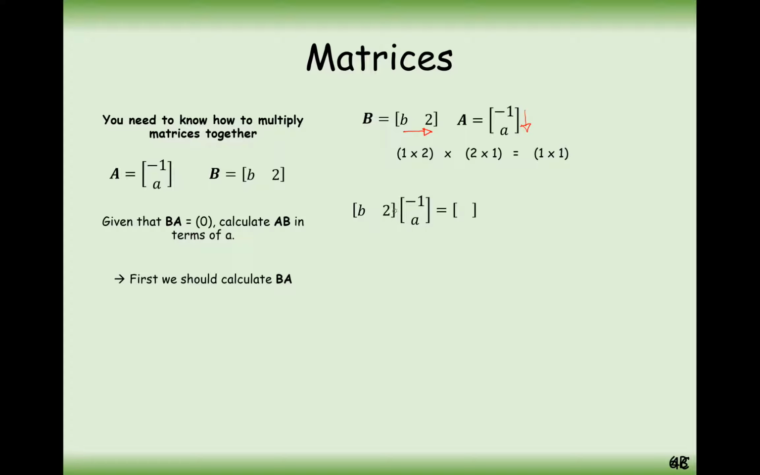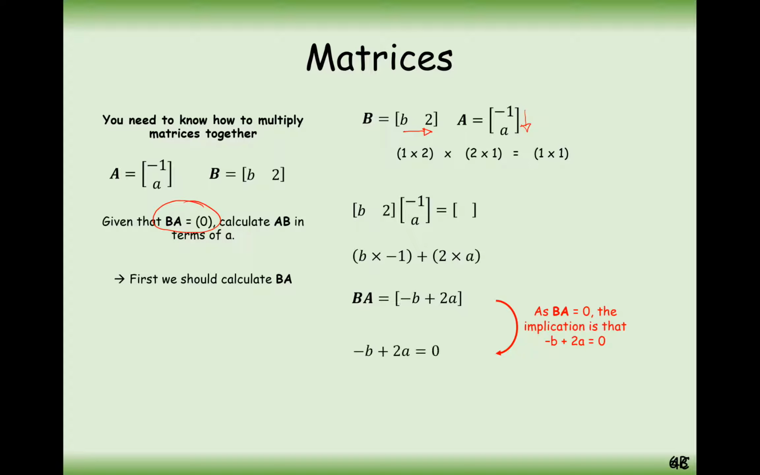It's going to be B times minus 1 and 2 times A, and we'll add those results together. So we're going to get minus B, add 2A. And it says given in the question that B times A is going to be 0. So therefore we know that minus B add 2A is 0, so therefore 2A is equal to B. So now we can look at calculating AB in terms of A only. So we're going to replace B with 2A in the matrix B.